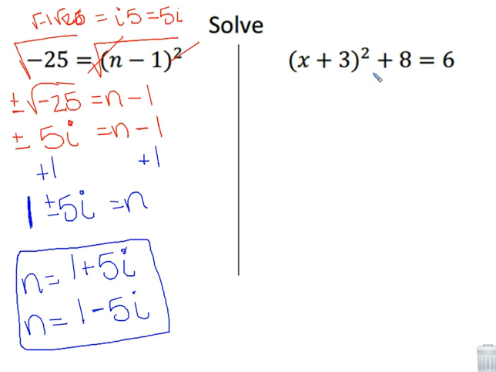Let's try the next one. Again, working from the outside in, we're going to subtract 8 from both sides. So we're left with x plus 3 squared equals -2.